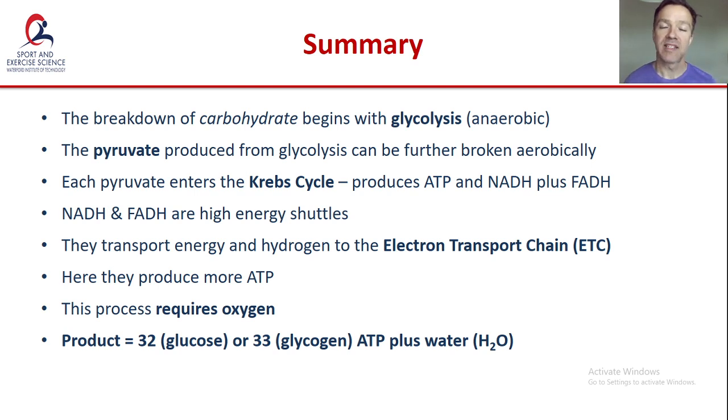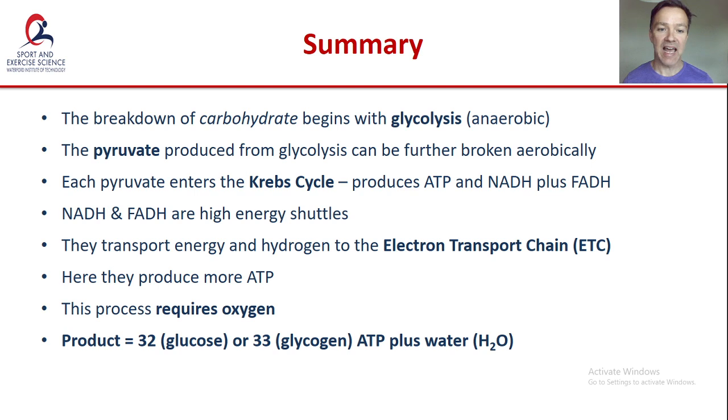Once they enter the electron transport chain, they produce more ATP. This process requires oxygen. In order to pass the electrons through the electron transport chain, the very, very last step requires oxygen for the production of water, H2O. So without enough oxygen, this whole system backs up. The end yield is 32 molecules of ATP if we use glucose, or 33 molecules of ATP if we use glycogen, plus some water.